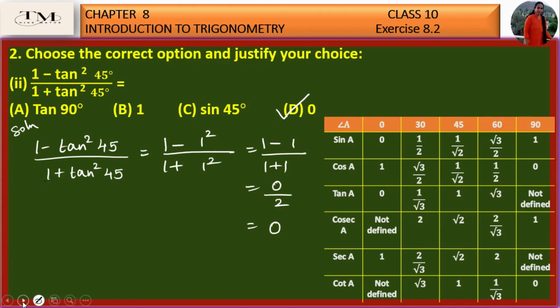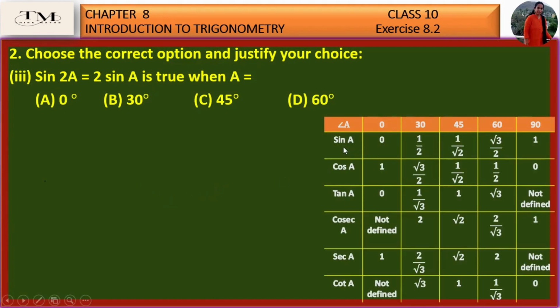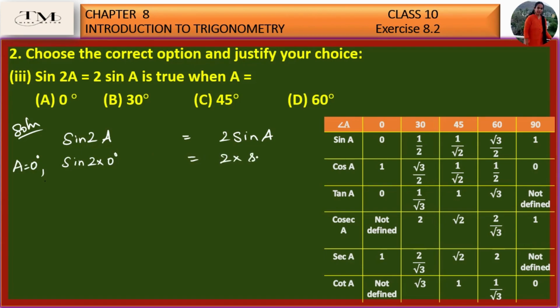Moving on to the next part, the third one: sine 2A equal to 2 sine A is true when A is equal to what. For what degree is sine 2A equal to 2 sine A? Let us check from the table. These are the sine values. Let us put values for A. Sine 2A equal to 2 sine A. Let us take A equal to 0 degree. Sine 2 into 0 degree equal to 2 into sine 0 degree.